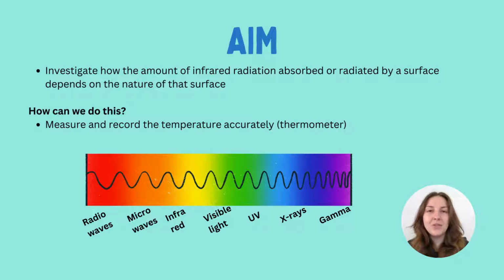So let's get started. Let's talk about the aim of this practical. What do you actually need to know? What do you need to do? And why are you doing it? So the aim is to investigate how the amount of infrared radiation absorbed or radiated by a surface depends on the nature of that surface. I'll show you the method. I'll show you what kind of apparatus or equipment that you need as well.